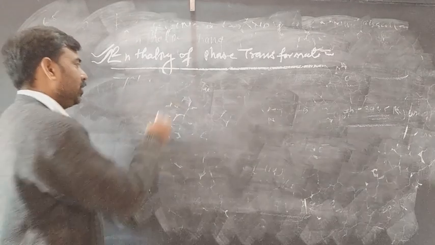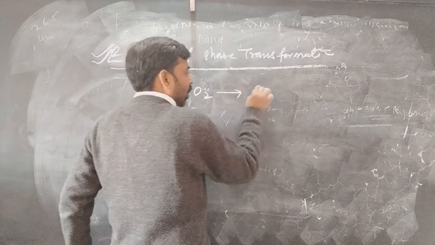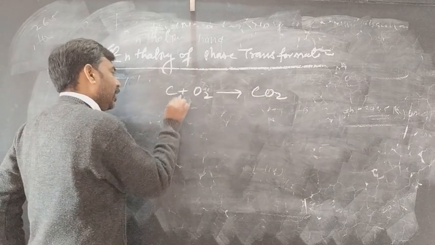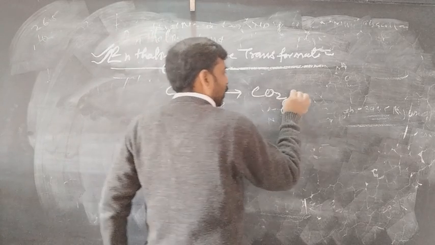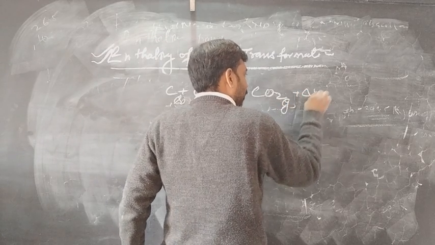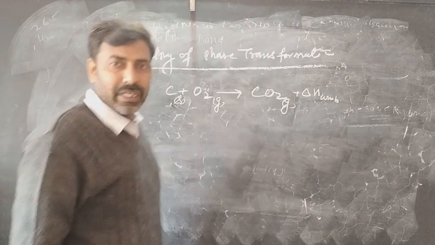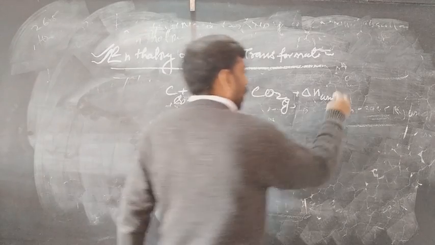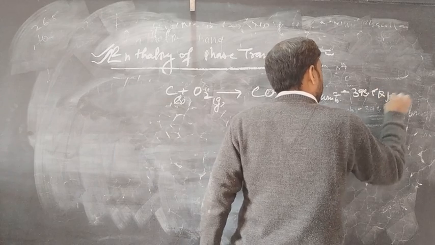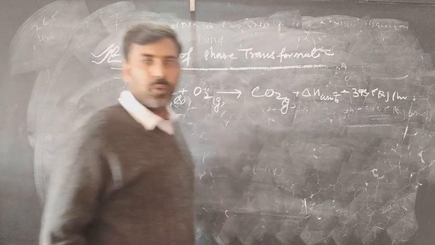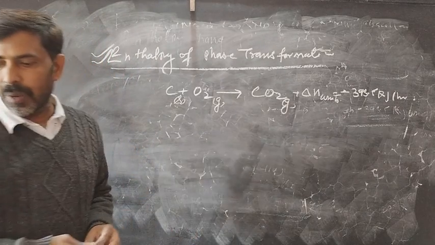Here the example is very simple: carbon plus oxygen giving carbon dioxide, where carbon is solid, oxygen is a gas and carbon dioxide is a gas. Then whatever the enthalpy change taking place will be called delta H combustion, that is the enthalpy of combustion, and again the value will be the same, 393.5 kilojoule per mole. So enthalpy associated with the process of combustion will be called the enthalpy of combustion.